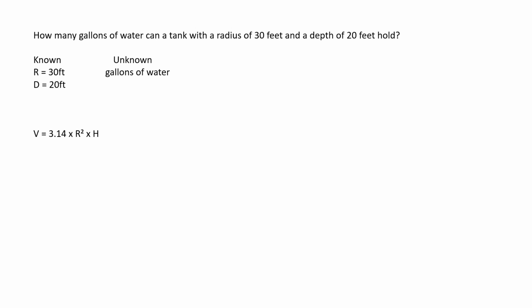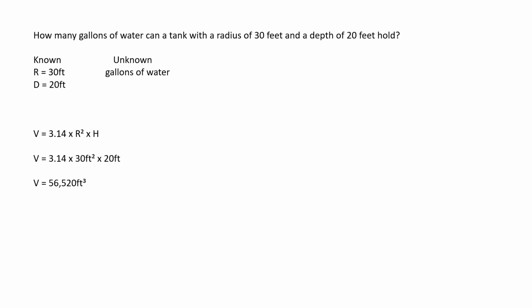So here we have the volume formula when given the radius, 3.14 times the radius squared times the height. And remember, on our formula sheet, we are solving for cubic feet, so the units of measurement must be feet. They already are, so we can go ahead and plug these into our formula. So we have 3.14 times 30 foot squared, so 30 times itself, times 20 feet. When you do the multiplication, you get the answer of 56,520 cubic feet because you have feet times feet times feet.